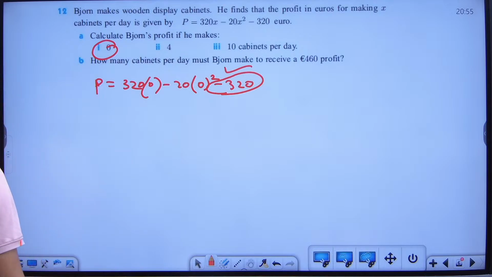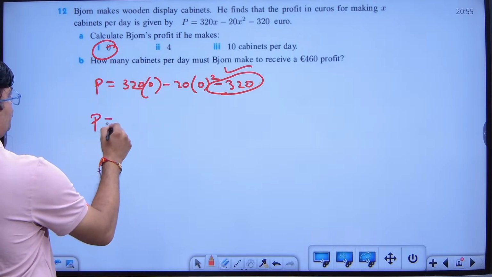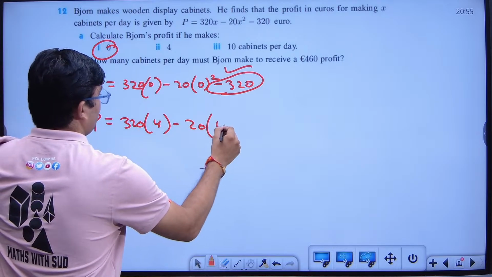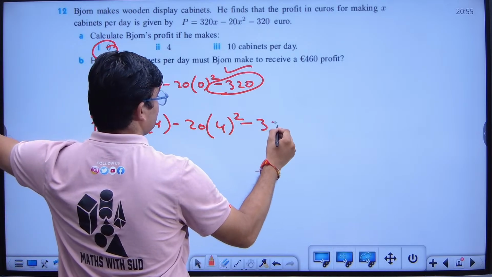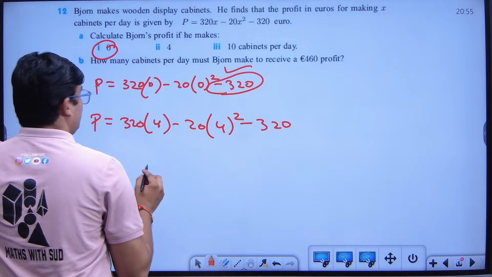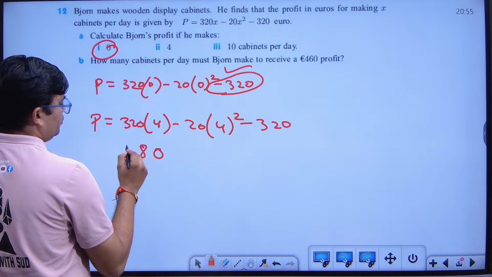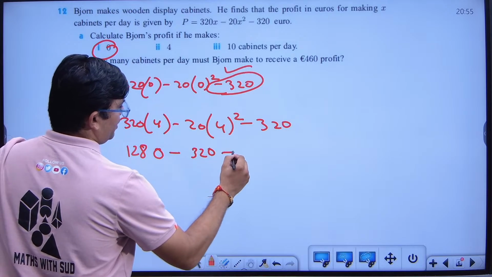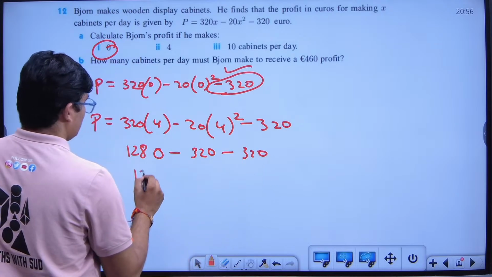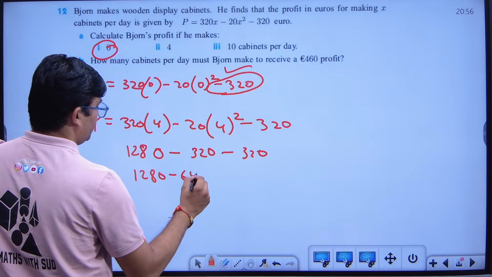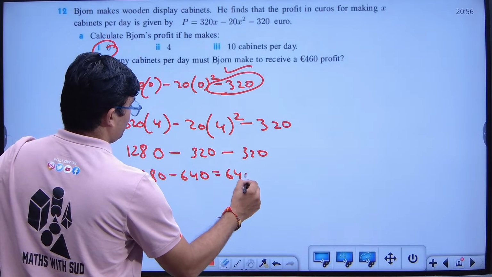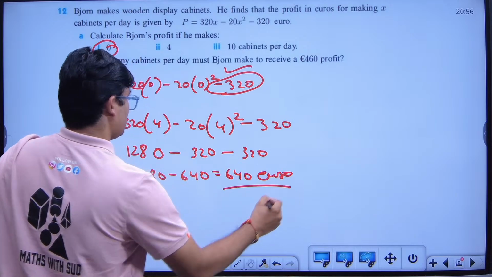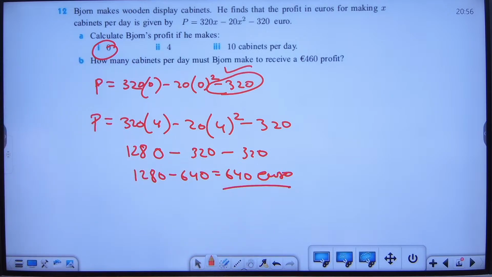For 4, profit is going to be 320 into 4 minus 20 into 4 square minus 320. So 320 into 4 is how much? 4 into 3 is 12, minus 20 into 16, 320, minus 320. So 1280 minus 640. So the answer is 640 euros. Okay? Okay, sir.